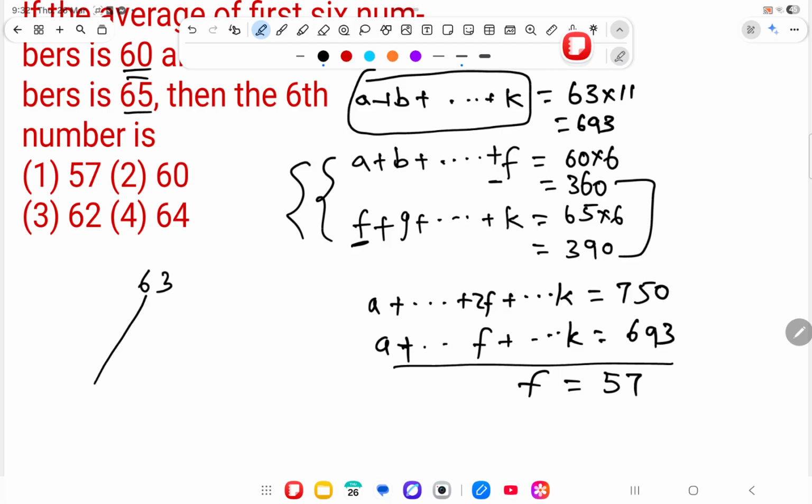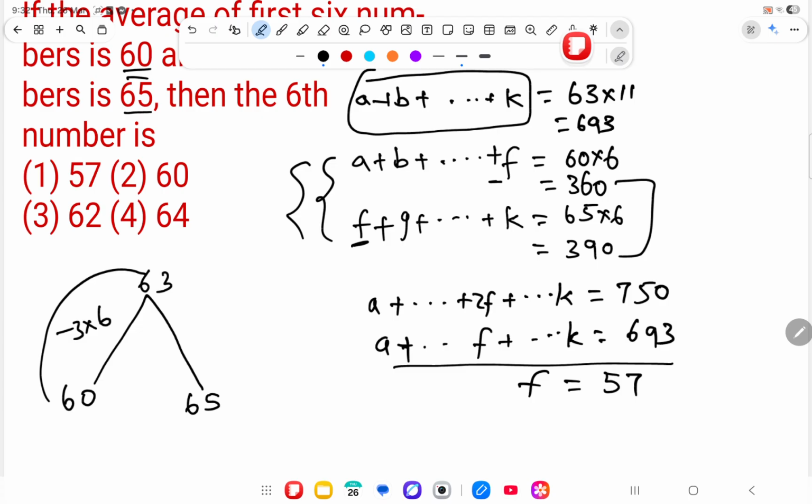In that first 6 members, see the logic here is one number is repeated, the middlemost is repeated. Not only middlemost, any number if it is repeated, we can do like this. First 6 numbers average is given 60. Last 6 numbers average is given 65. So compared to 63, it is less by 3. So 3 into how many people? 6 people. So it is minus.